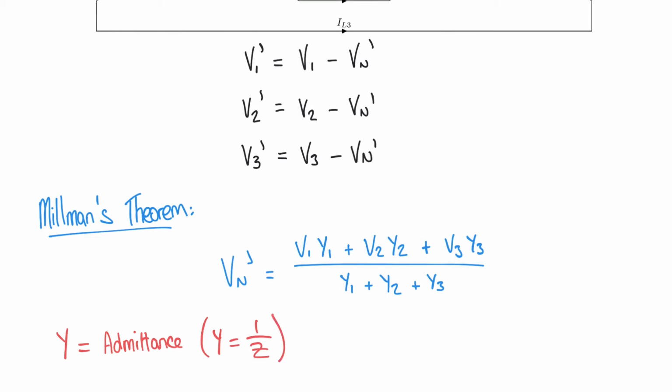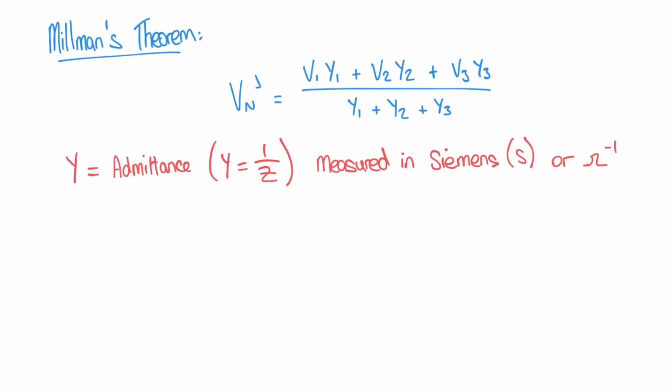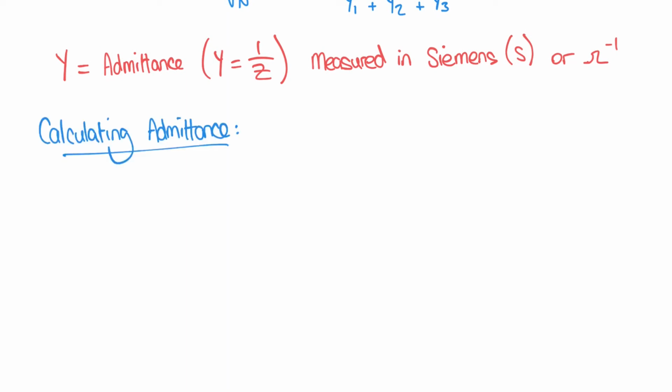And the unit of admittance is Siemens. Sometimes it might be written as ohms to the minus 1, the inverse of ohms. But these all mean the same thing. So let's just take a quick side note here on how we can calculate admittance. Since the admittance is simply the inverse of impedance, it's easy to calculate if the impedance is just a simple resistance. So let's say we had Z equals 10 ohms. Well, Y we know is 1 over Z, which in this case would be 1 over 10, which would be 0.1 Siemens, or 0.1 ohms to the minus 1.